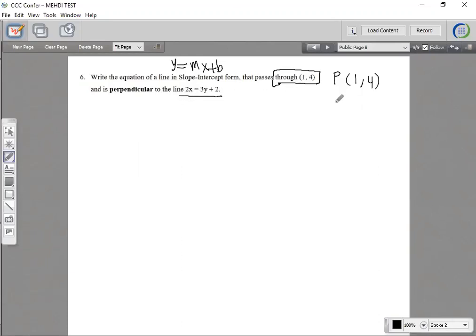In order to see what the slope of my line is, I have to find the slope of my reference line, which is perpendicular to the line that I'm looking for. The slopes are negative and reciprocal of each other. So the relationship between two lines that are perpendicular is that the slopes are negative and reciprocal of each other. Okay, how would I find the slope of this line here? 2x is equal to 3y plus 2. What would be the easiest way to find the slope? Anybody remember? You have to solve for what?